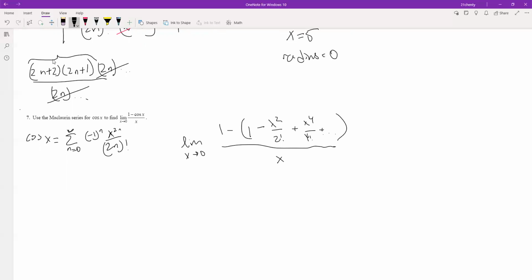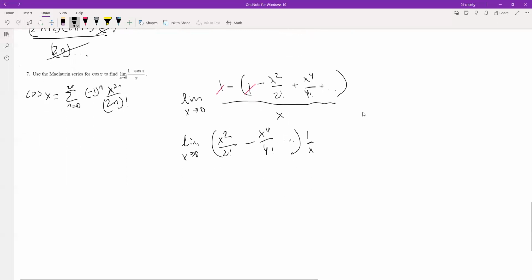And we can see, well, this 1 and this 1 cancel out. And so we'll distribute the negative, and we'll be left with the limit as x approaches 0 of positive x squared over 2 factorial minus x to the 4th over 4 factorial, etc., over x. And I guess I could just do this like 1 over x. So then these cancel out, right? The x squared and the x to the 4th and the x. And we're left with the limit as x approaches 0 of x over 2 factorial minus x cubed over 4 factorial.